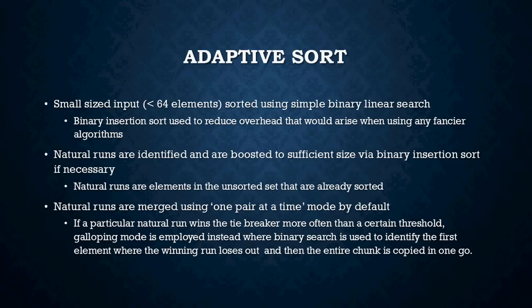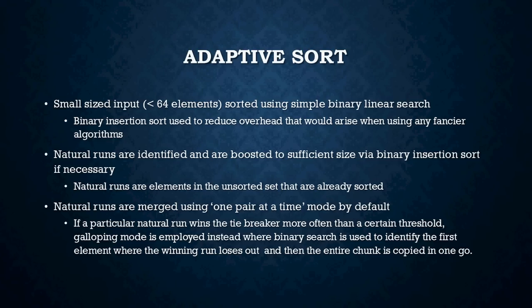So if a particular natural run wins the tiebreaker more often than a threshold, it switches from one pair at a time mode to galloping mode, where a binary search is instead employed to identify the first element in the losing natural run where the winning natural run loses out, and then the entire chunk is copied in one go.